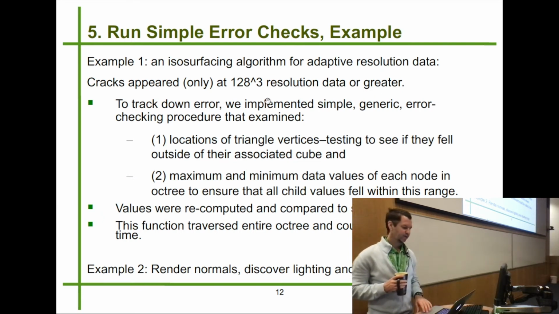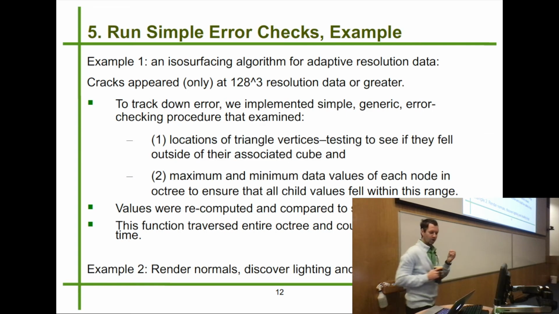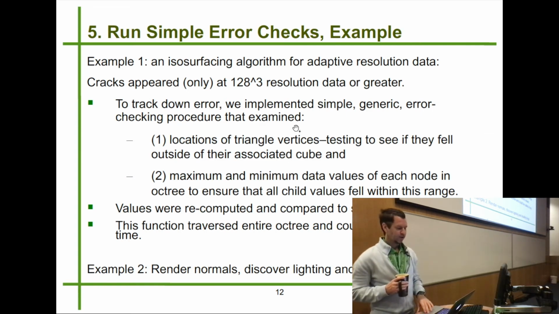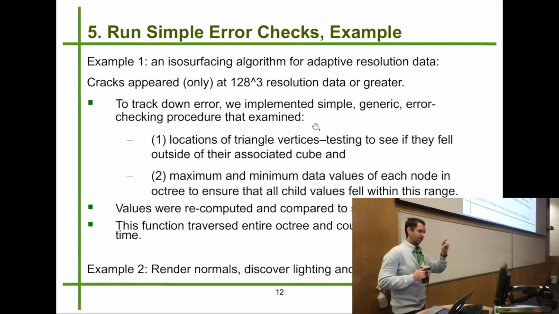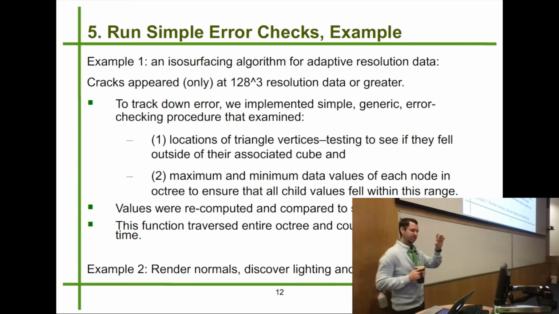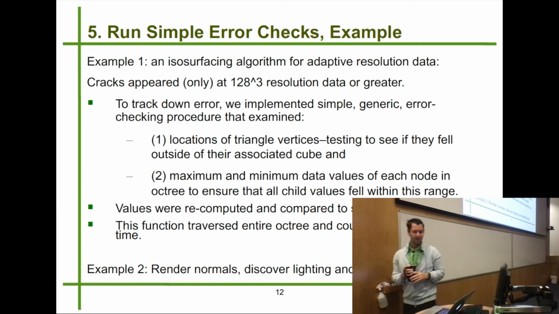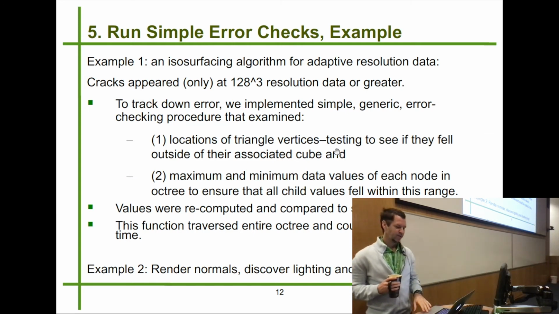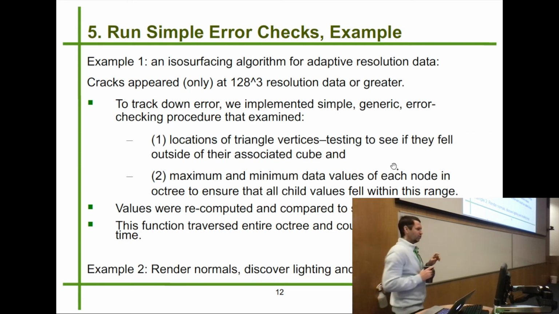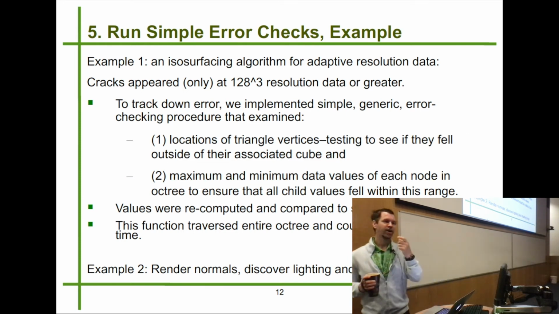So to track down the error, I just implemented a simple generic error checking procedure. And all it did was look at the locations of all the triangle vertices that make the surface, because surfaces are made of triangles in computer graphics, and see if they were inside their associated cube. That's all I did, because every triangle was inside of a cube or part of a cube in 3D space. And then I also checked that the minimum and maximum data values of every node in the octree, which is getting more advanced, fell within their expected range.